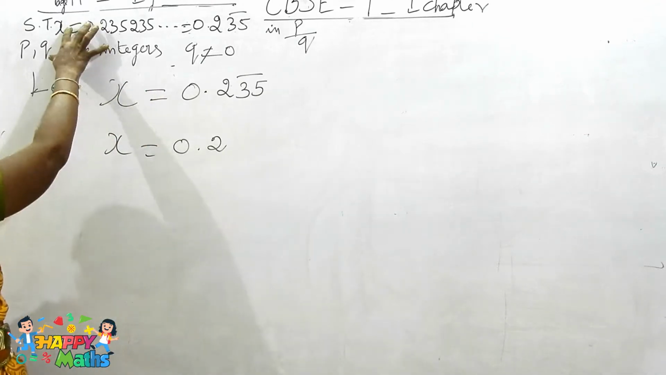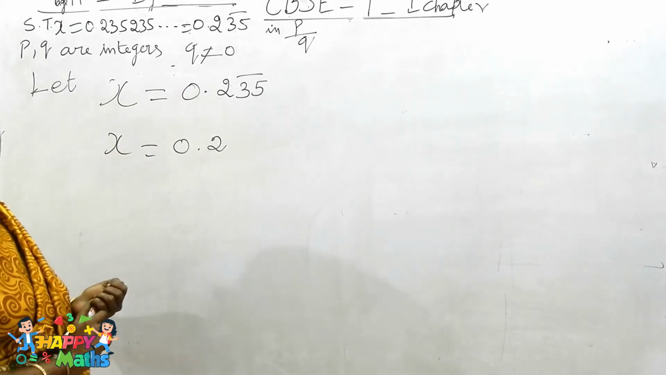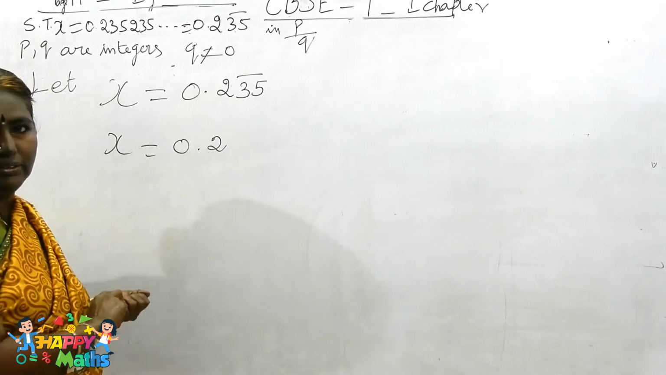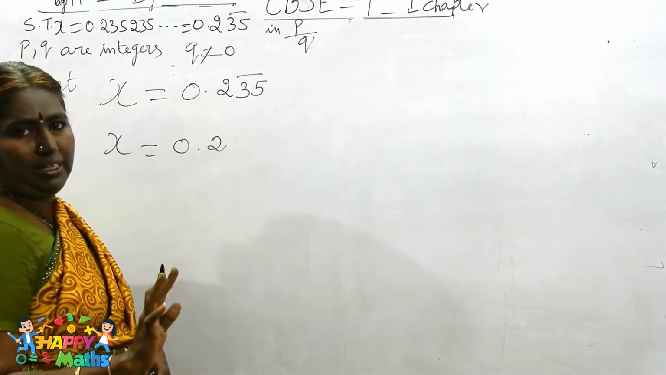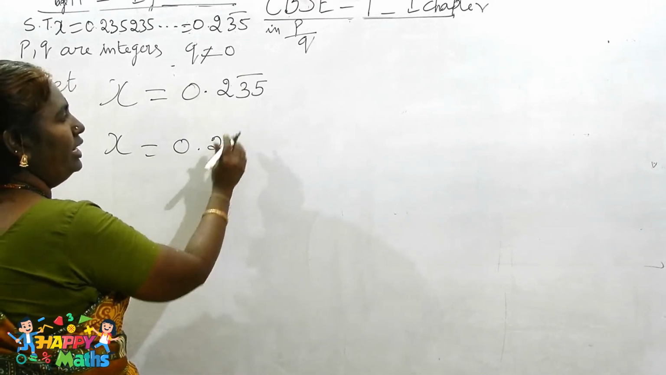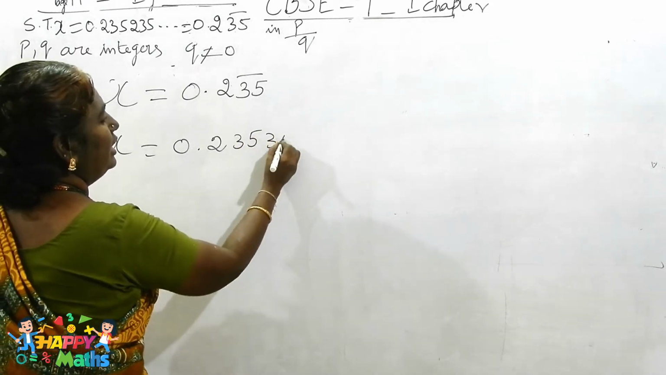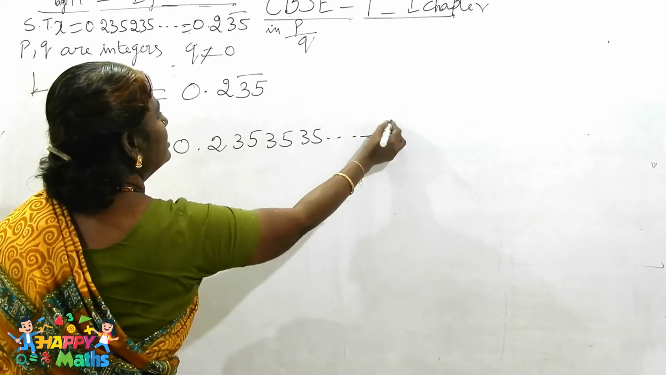Okay, first I have taken x is equal to 0.235 bar. What I told you now: two numbers are repeating. So 2 is not repeating, 2 is static, only 35 is repeating. So it becomes 35, 35. Let us write it only 3 times, that is more than enough. This is equation number 1.